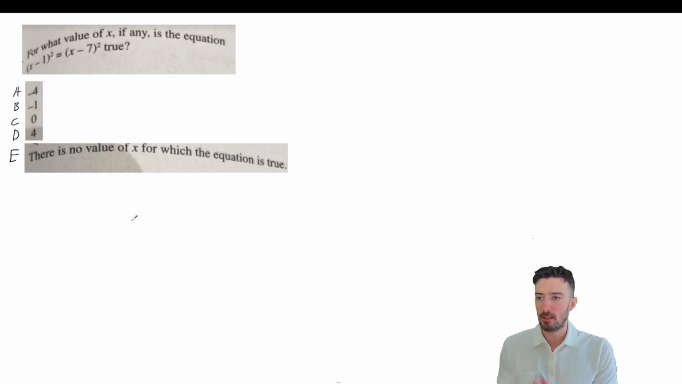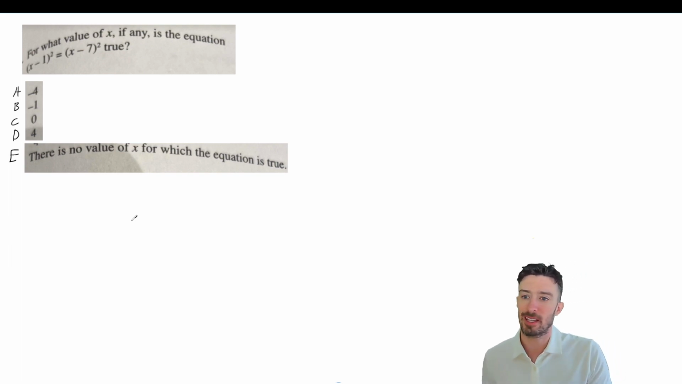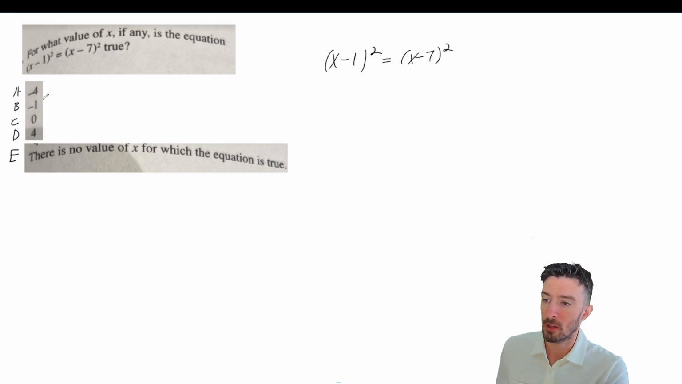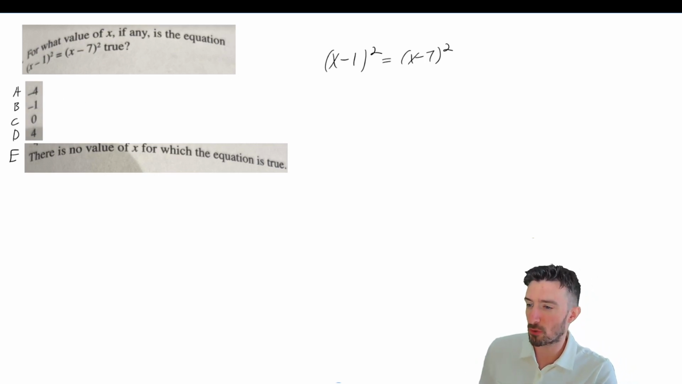Hey, we got an ACT practice question here. They're asking us, for what value of x is the equation (x − 1)² = (x − 7)² true? So we could try to take the square root of both sides.